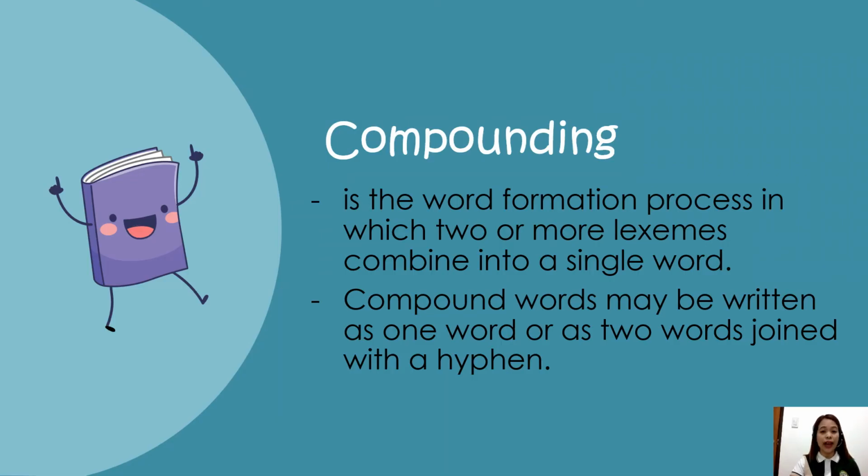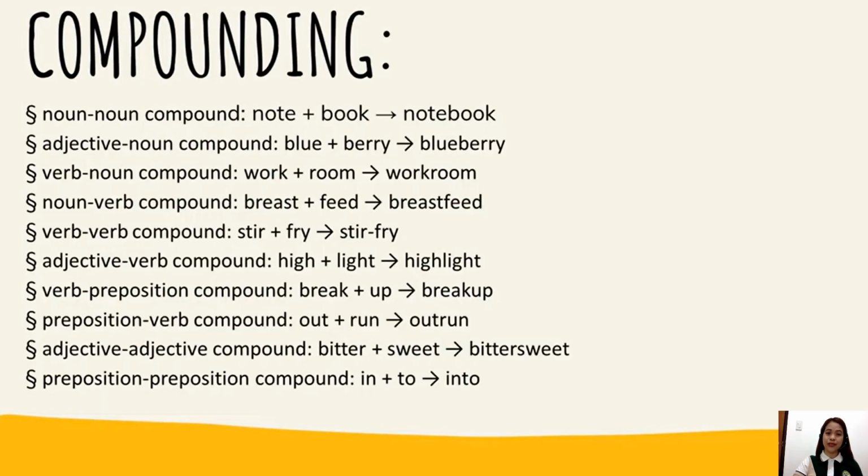So, we also have the word formation process compounding. Compounding is the word formation process in which two or more lexemes combine into a single word. Compound words may be written as one word or as two words joined with a hyphen. So, the last word formation process is compounding. This is very easy, especially if you remember the different parts of speech, right? So, here are examples of how we can compound words. It depends on the parts of speech.